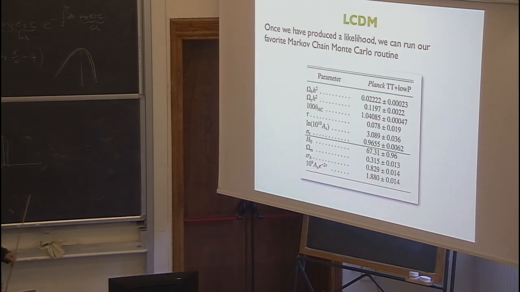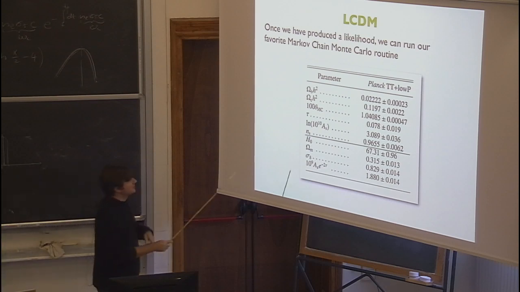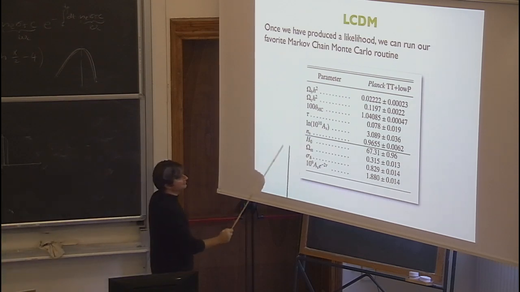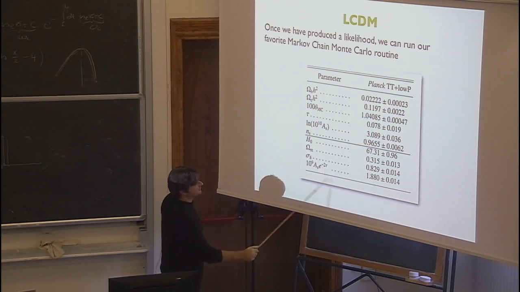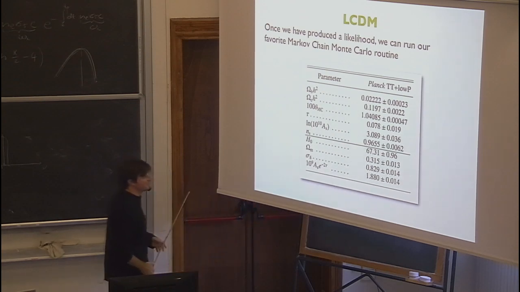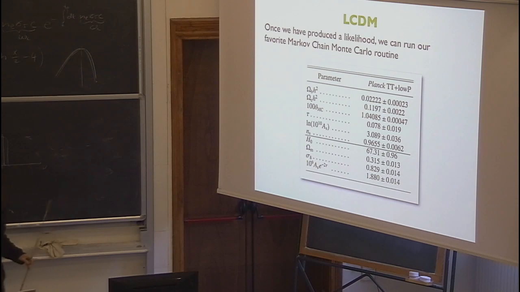And so once you have a covariance matrix, you feed it into your likelihood along with the spectra, and then you just run your favorite Markov chain Monte Carlo and reproduce the Planck results. So this is a table taken from the Planck results.